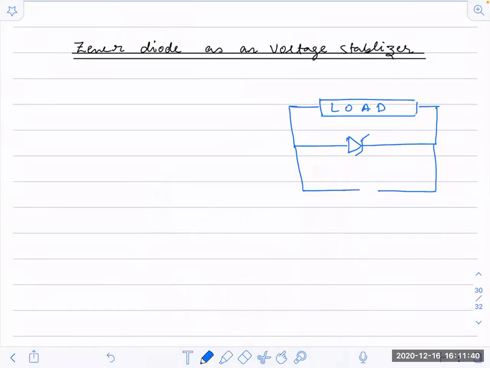Yes, it is operated under reverse bias. Good. So reverse bias condition means this N side should be connected to the higher terminal. This is the N side. This is the P side. So the N side should be connected with the higher terminal. It is connected. The P type should be connected with the lower terminal. It is being connected. So this is a reverse biasing. Is it okay?